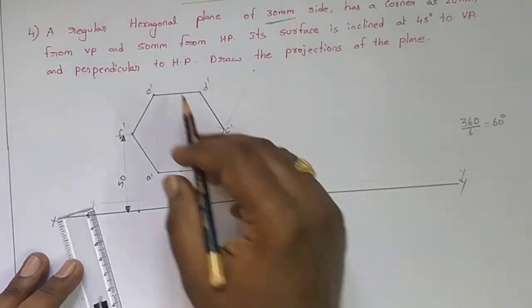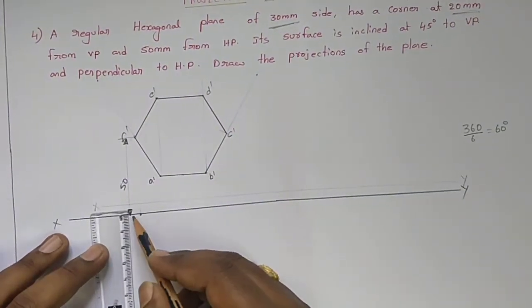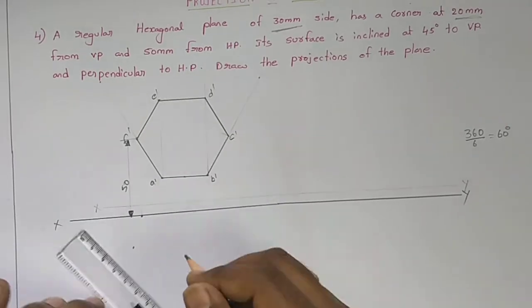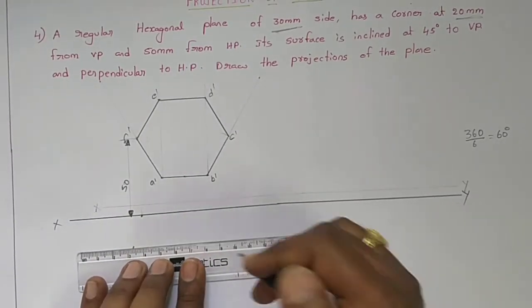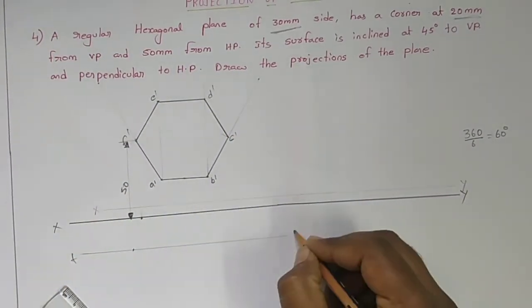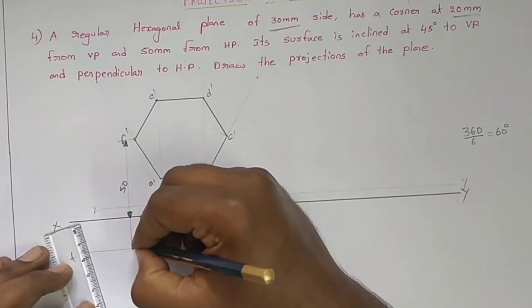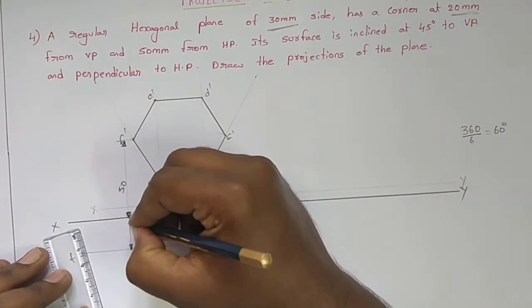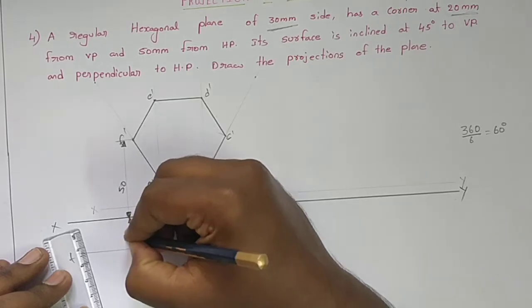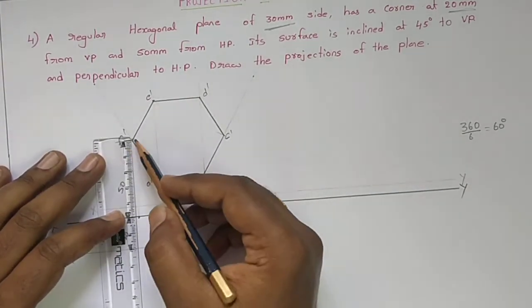And similarly in front of VP, that is 20 mm. So on 20 mm we need to draw one locus of top view. It is the locus of top view. On this line we will get the top view of a line. It is 20 mm from VP. Next we need to draw the vertical positions from every point.